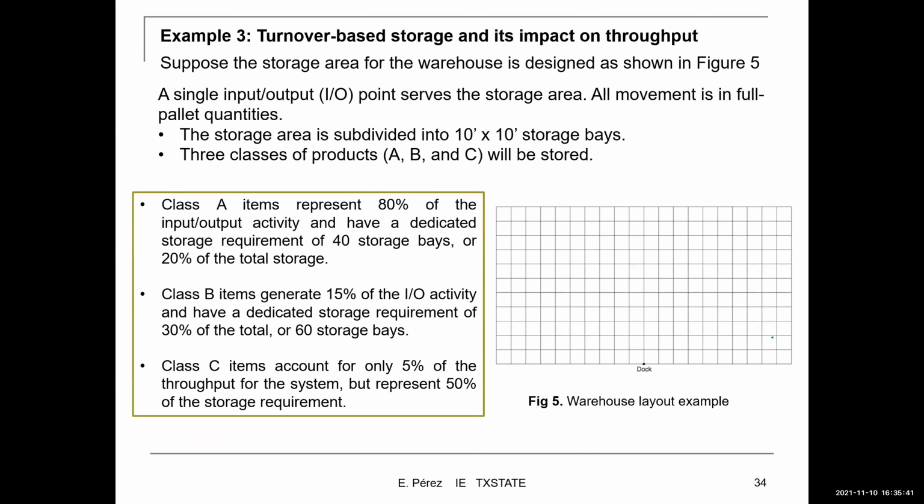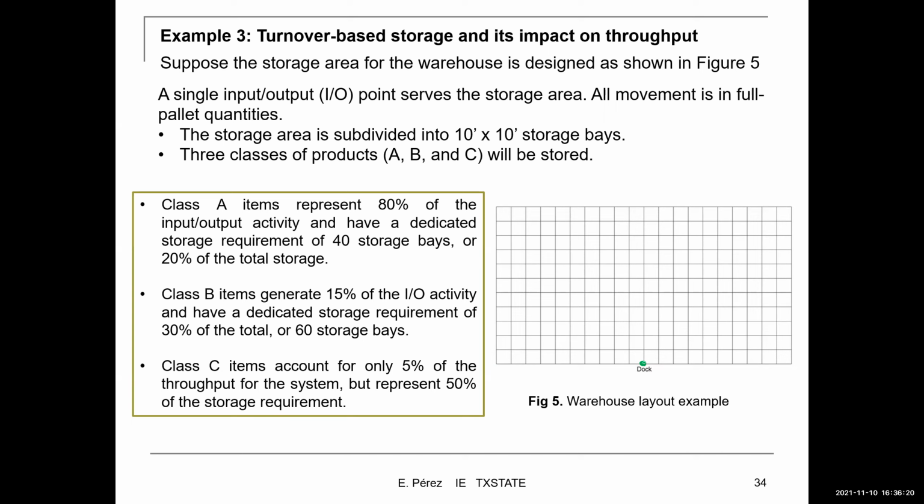So for example, here we have a turnover-based storage and its impact on throughput. Suppose the storage area for the warehouse is designed as shown in figure 5. A single input-output point serves the storage area. So we have that dock here. All movement is in full pallet quantities. The storage area is subdivided in 10 by 10 storage spaces. 3 classes of products, A, B, C, will be stored. And we have the description for each item in this box.